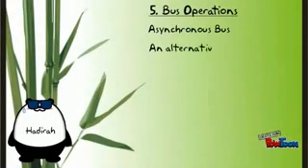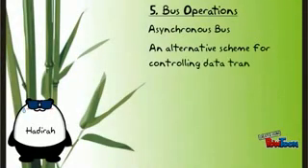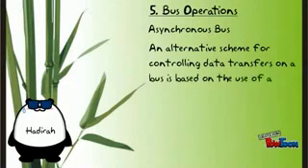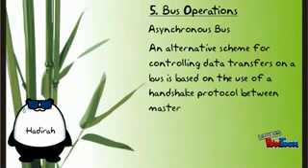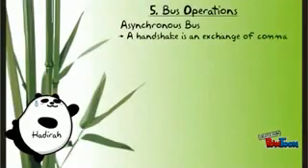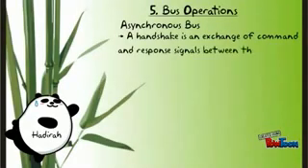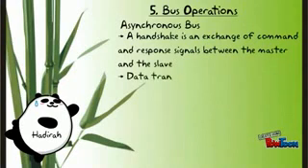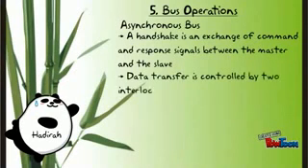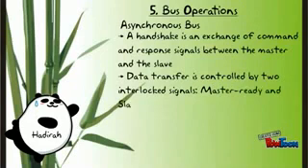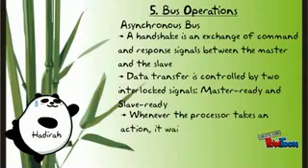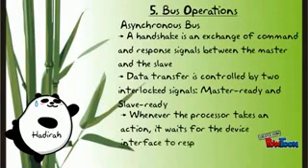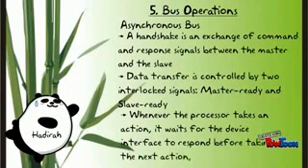Asynchronous bus. An alternative scheme for controlling data transfers on a bus is based on the use of a handshake protocol between master and slave. A handshake is an exchange of command and response signals between the master and the slave. Data transfer is controlled by 2 interlock signals, master ready and slave ready. Whenever the processor takes an action, it waits for the device interface to respond before taking the next action, and vice versa.